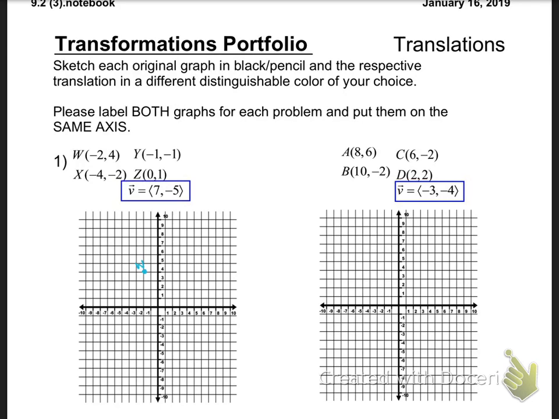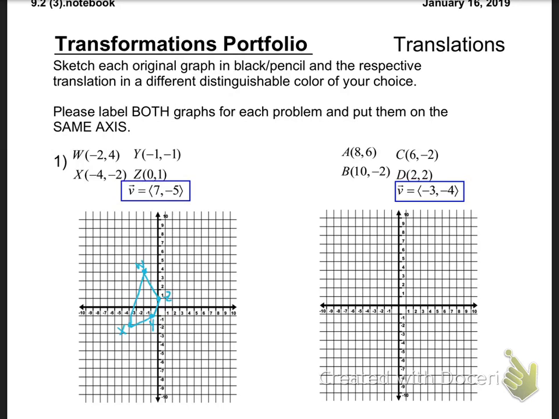Y is negative 1, so left 1, down 1. And I'm going to name it Y. Negative 4, negative 2 is X, so negative 4, negative 2. And Z is 0, 1. So not left or right, but up 1 is my Z.